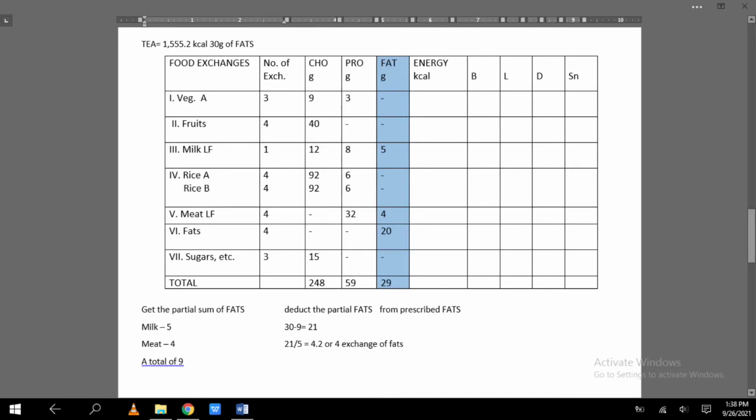And last is the fats. My diet prescription in fats is 30 grams. Get the partial sum of fats, which is milk is equivalent to 5, meat is 4, with a total of 9. Deduct the partial fats from prescribed fats, which is 30 less 9 is equal to 21. 21 divided by 5 is equal to 4.2 or 4 exchanges of fats. So here, the number of exchange for fats is 4.